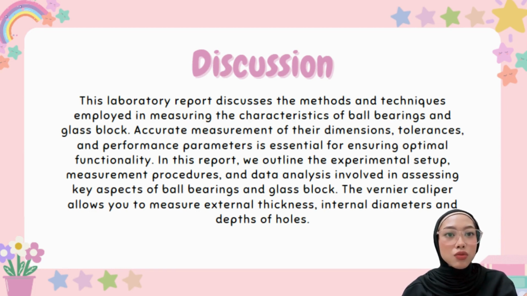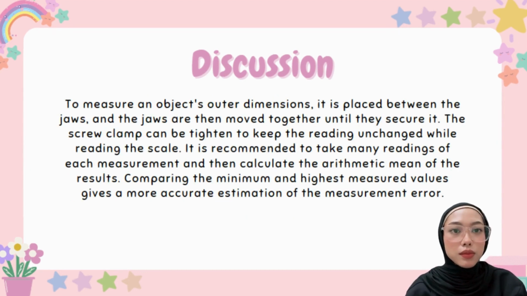The vernier caliper allows you to measure external thickness, internal diameters and depth of holes. To measure an object's outer dimension, it is placed between the jaws, and the jaws are then moved together until they are secured. The screw clamp can be tightened to keep the reading unchanged while reading the scale. It is recommended to take many readings of each measurement and then calculate the arithmetic mean of the results. Comparing the minimum and the highest measured value gives a more accurate estimation of the measurement error.